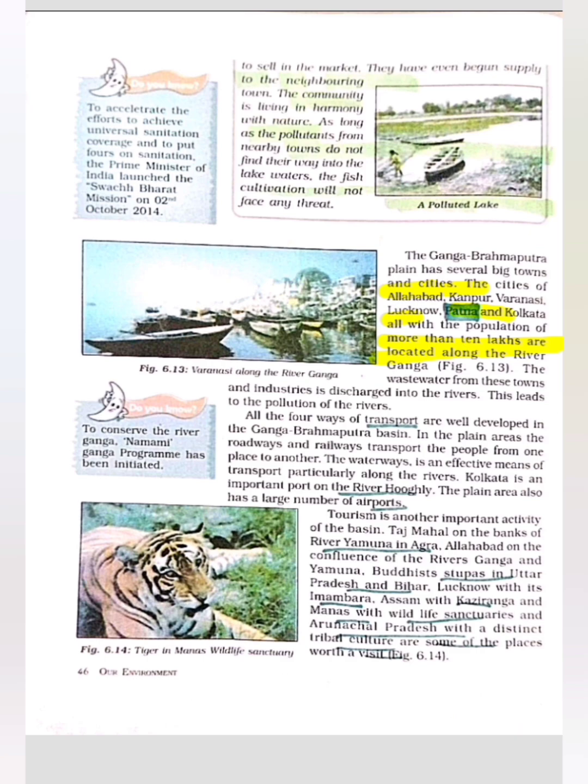Tourism is another important activity of the basin. Taj Mahal on the bank of the river Yamuna, Allahabad at the confluence of the river Ganga and the Yamuna, Buddhist stupas in Uttar Pradesh and Bihar, Lucknow with its Imambara, Assam with Kaziranga and Manas wildlife sanctuary, and Arunachal Pradesh with its distinct tribal culture are some of the places to visit.